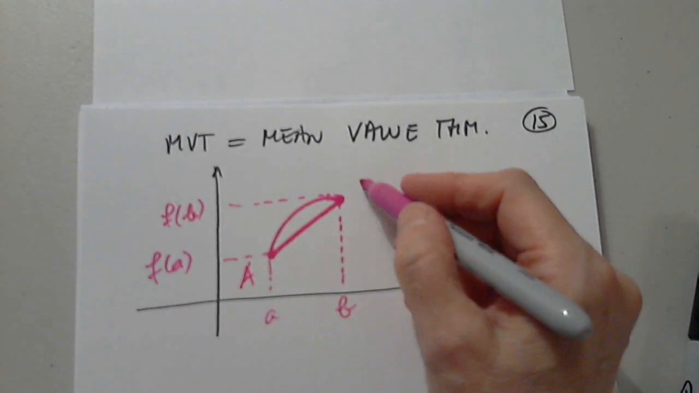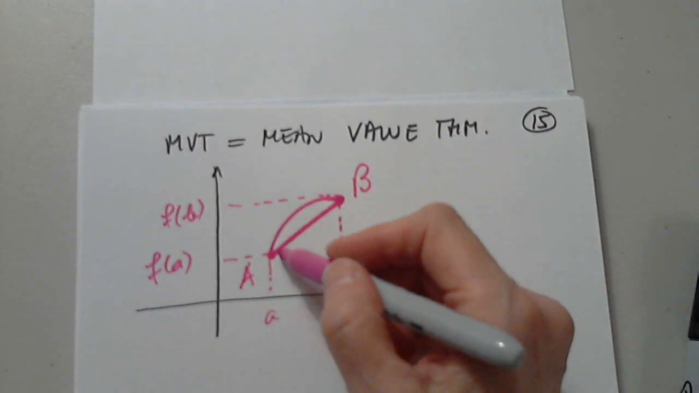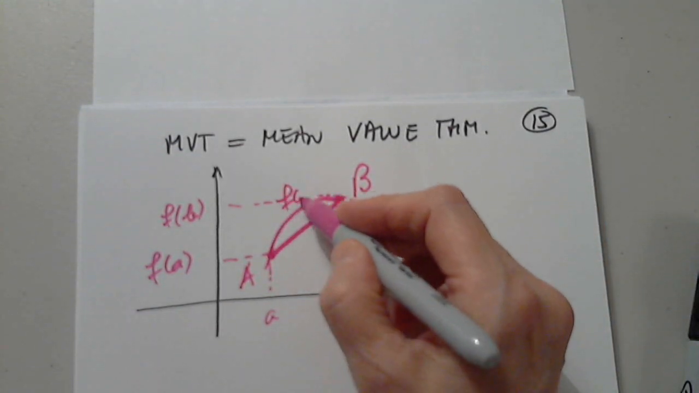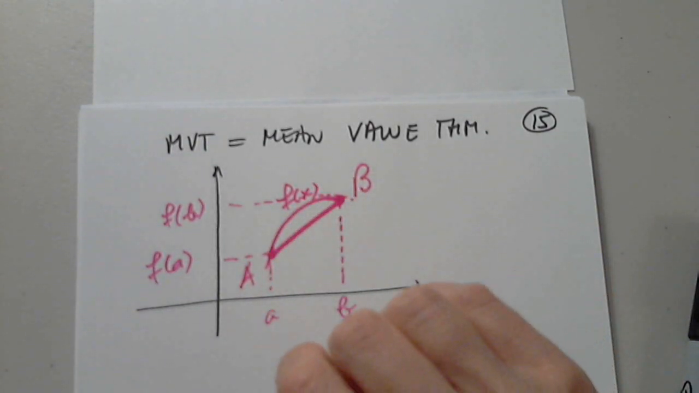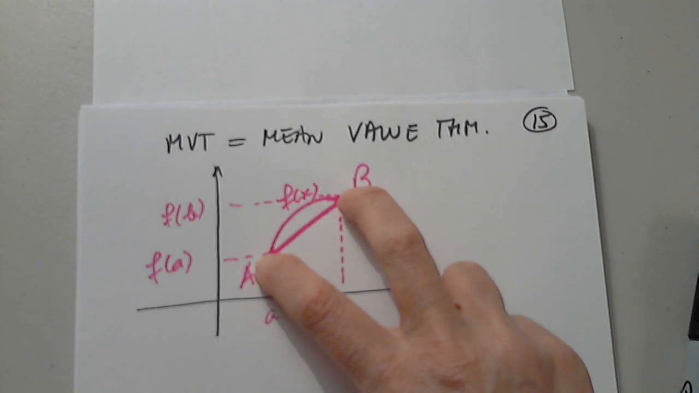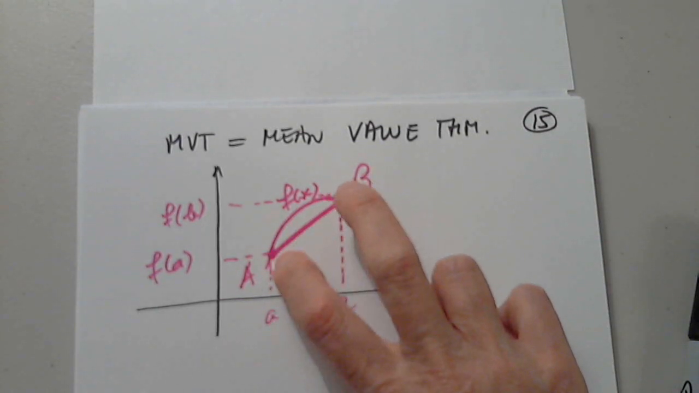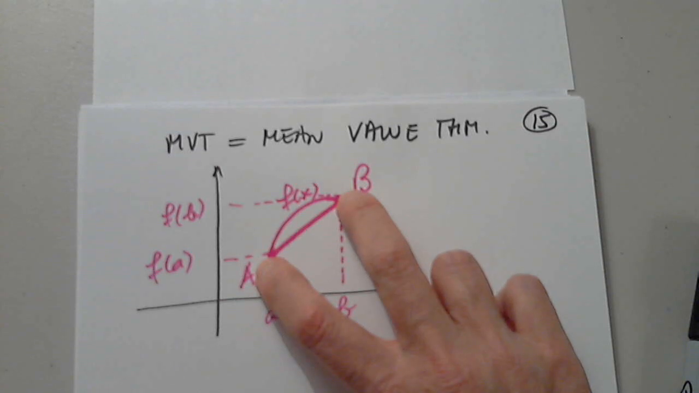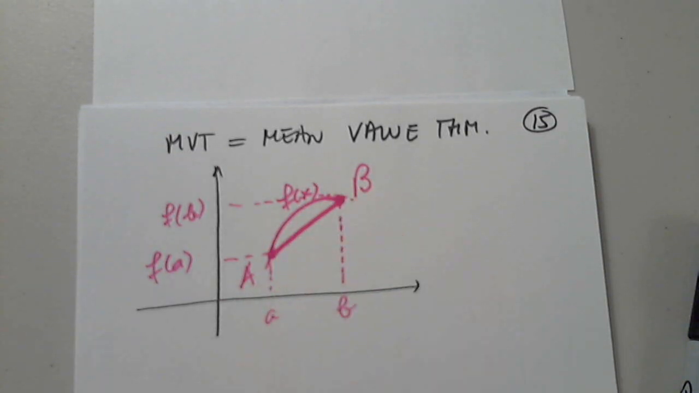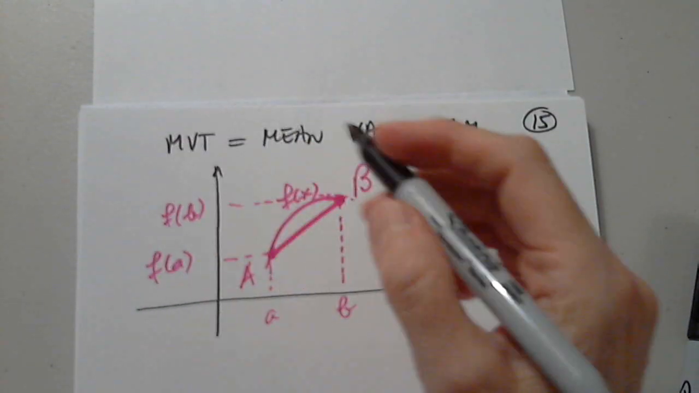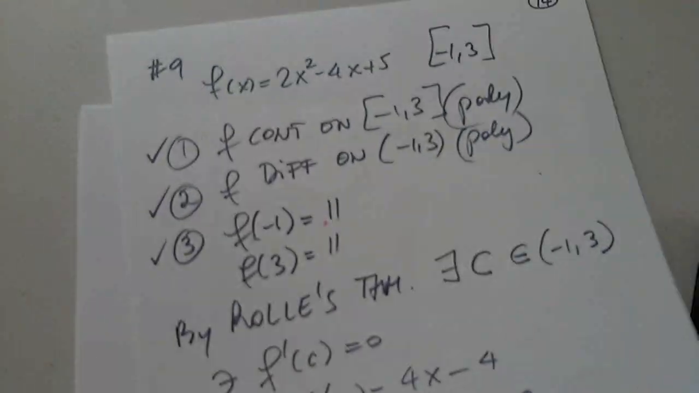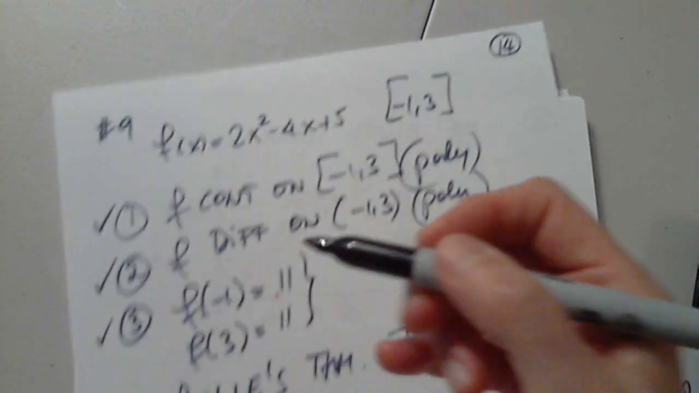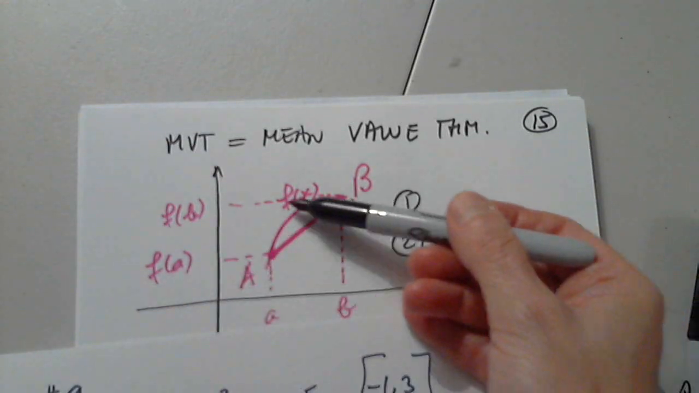So here's point A, here's point B. Of course, this is our function. So we have a function f of x, and it has 2 points on it. I connected them with the segment AB. And as you notice, this mean value theorem has only 2 hypotheses. It does not have the third one. And it's not possible, f of a does not equal f of b.